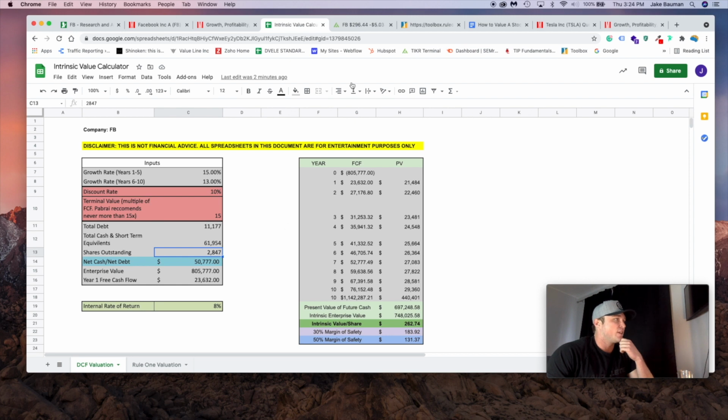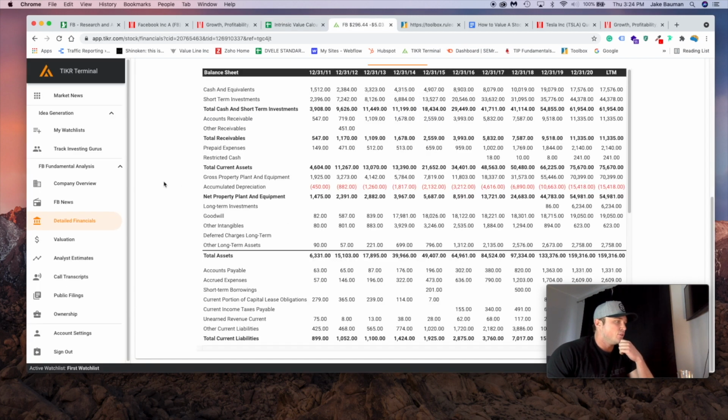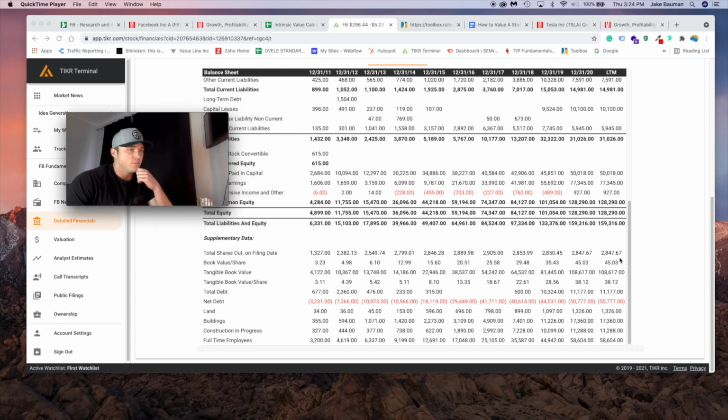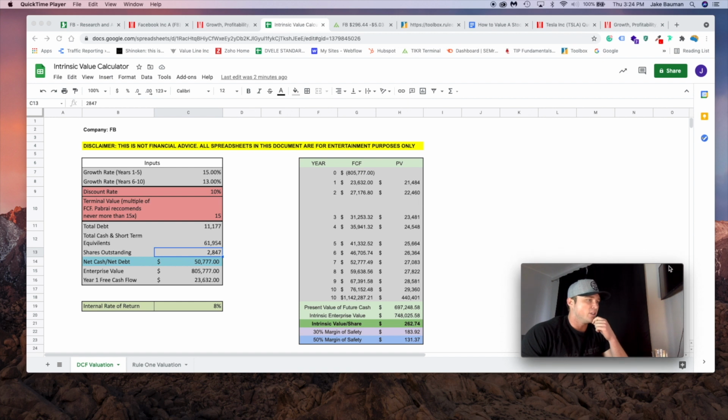Next thing you need is shares outstanding. So we're just going to go down on the balance sheet. And that's right there, 2847. Plug that in, and then you can see what we come up with over here.